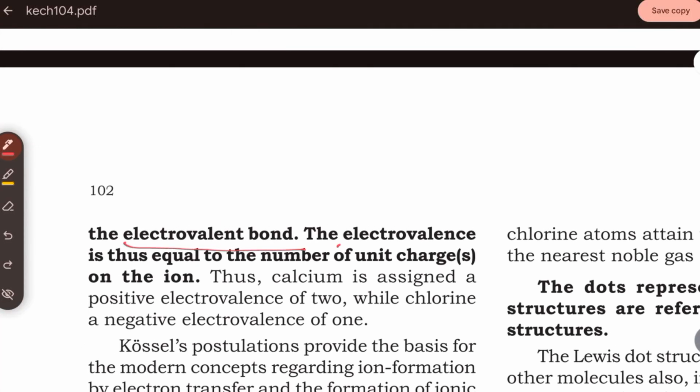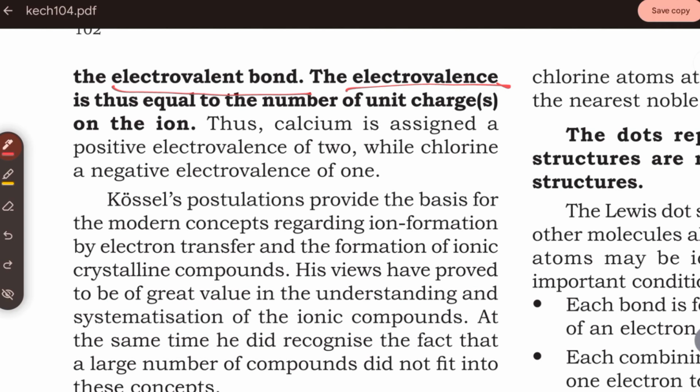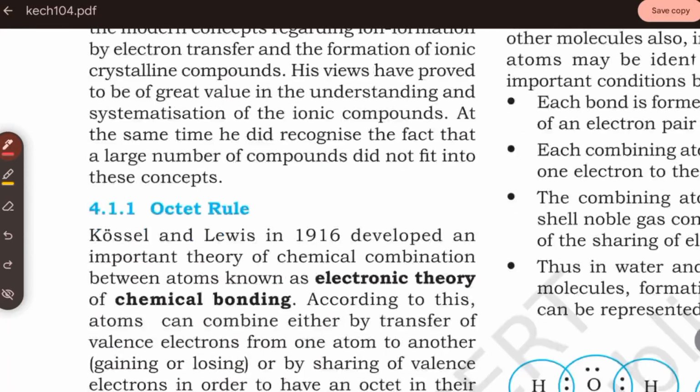And what is the electrovalence? The number of electrons gained or lost. In case of calcium it is 2, in case of fluorine it is how much? 1. But I have 2 fluorines, so how many total are gained and lost? Calcium loses 2 electrons, fluorine or chlorine gains 1 electron. So this is what we are seeing over here.